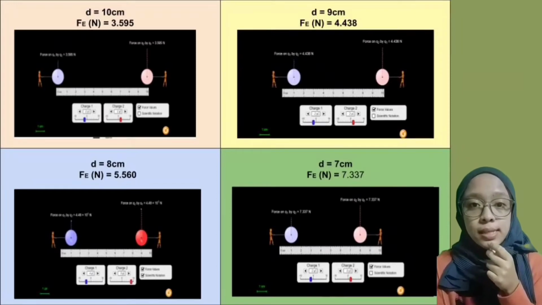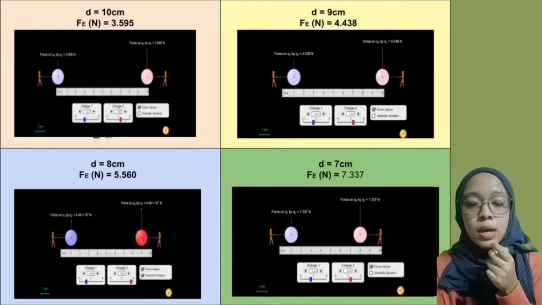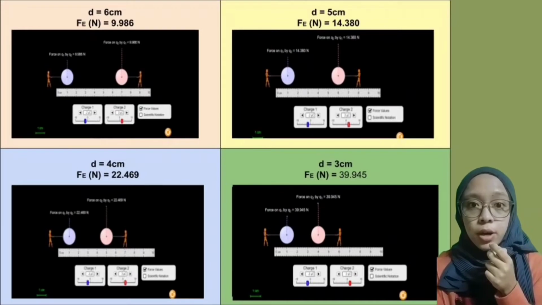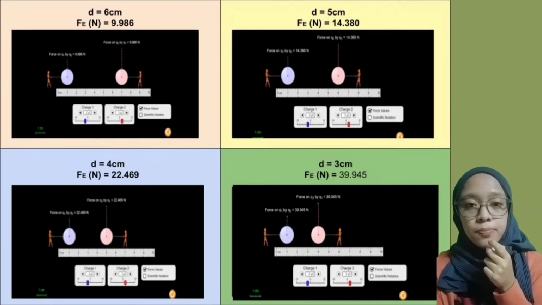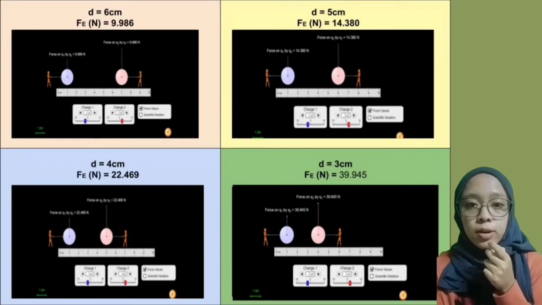When D is 10 cm, Fe in Newton is 3.60; D 9 cm, Fe is 4.44; when D 8 cm, Fe is 5.62; D 7 cm, Fe 7.34; D 6 cm, Fe is 9.99; D 5 cm is 14.40; D 4 cm is 20.50; and when D 3 cm, Fe is 39.94. The next presenter will explain further about how we obtain these values.